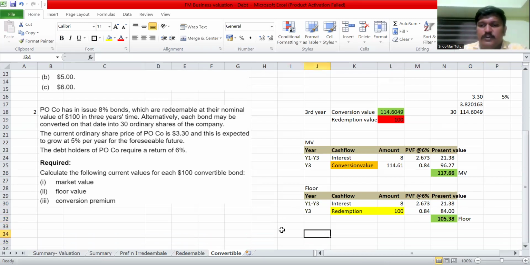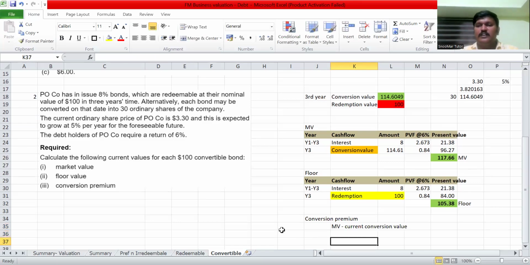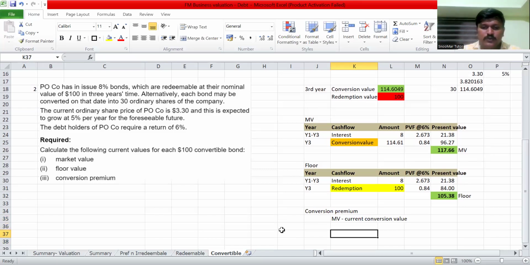Now what is your conversion premium? The formula is the difference between your market value and your current conversion value. Mind you, this is the current conversion value, not the value after 3 years. So you need to calculate the current conversion value.